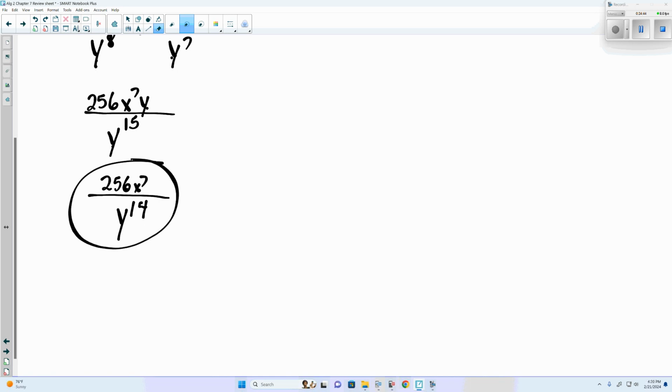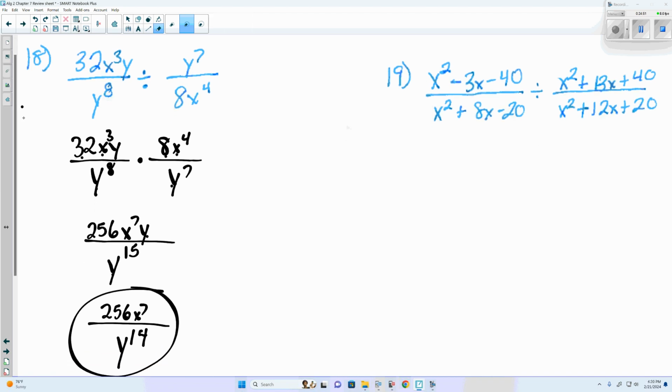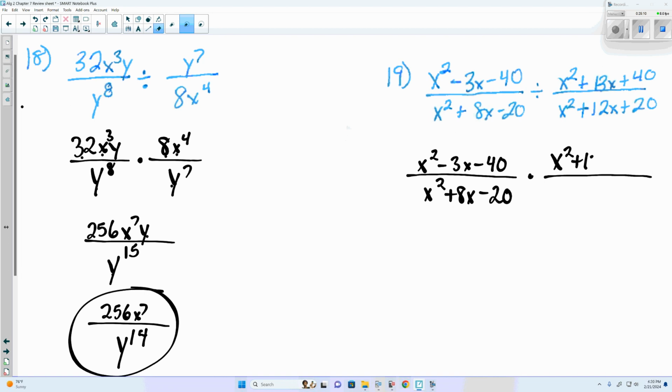256 x to the 7th. So there's not a whole lot that simplifies there. Now for 19, before we start factoring, first thing we want to do is keep change flip. So the first one's still going to be x squared minus 3x minus 40 over x squared plus 8x minus 20. We flip the second one, so now it's x squared plus 12x plus 20 on top, and x squared plus 13x plus 40 on bottom.